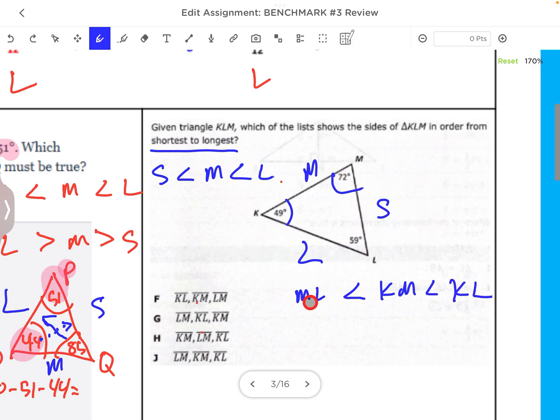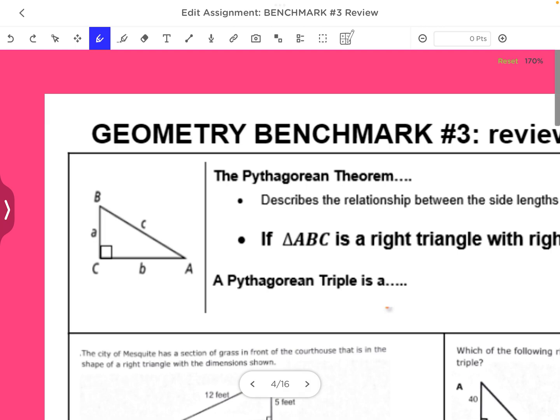All right, so let's look. We need ML first. Nope. Nope. We know ML is the same thing as LM. Then medium needs to be KM. That's wrong. That's correct. Okay? So let's keep it moving.